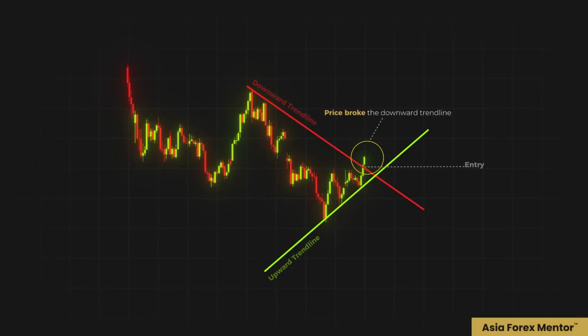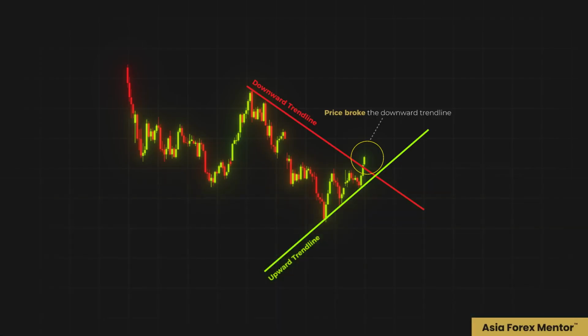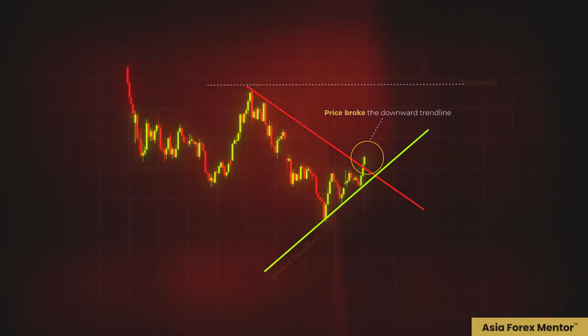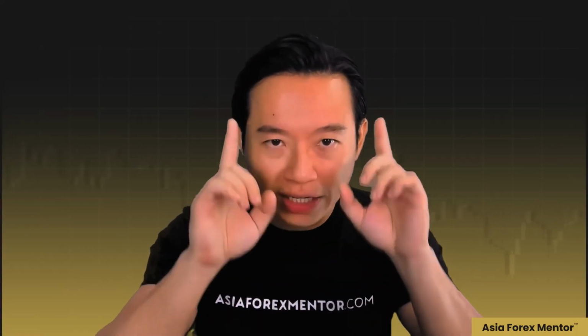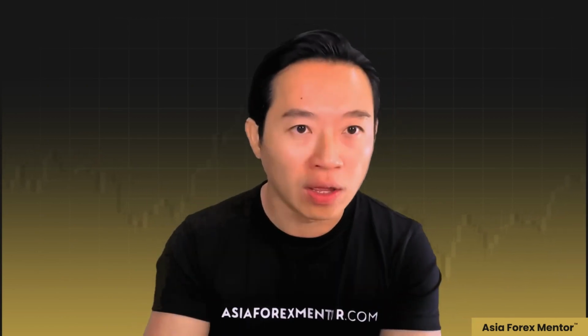All right, so now here's an example. Price breaks the downward trend line to the upside. So that tells us what? That the buyers have now taken control and the market is likely to be heading higher. So we are now looking at an opportunity to go long. But here is the key. Your entry is not the only decision that you need to make right now. No, you also need to know where you are wrong before you get in.